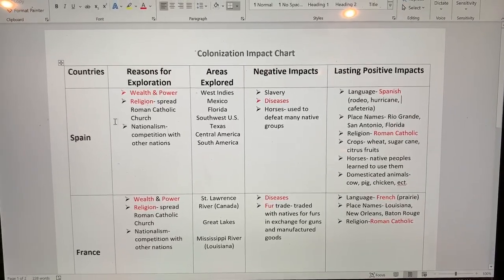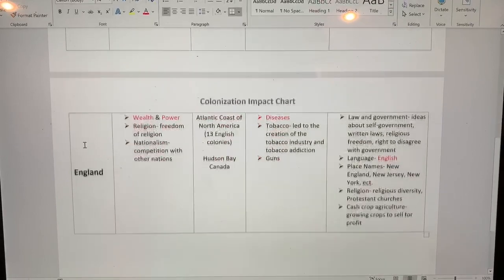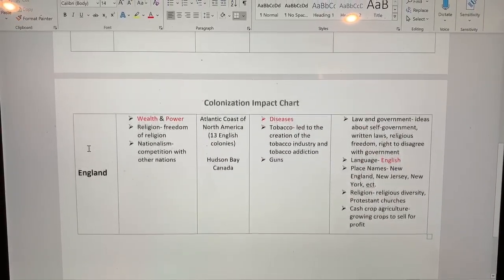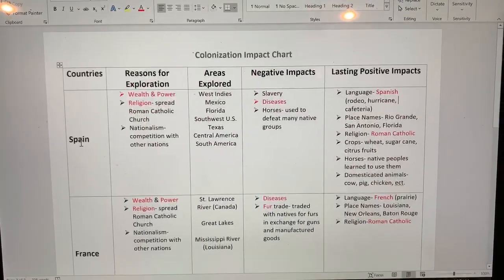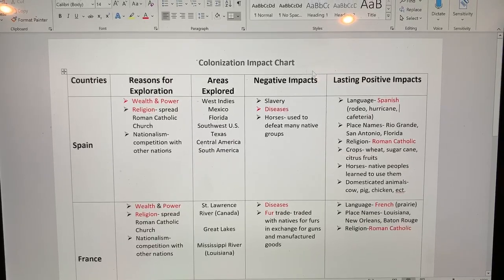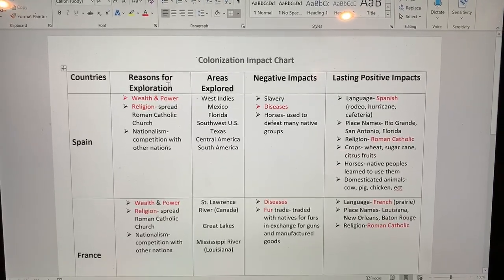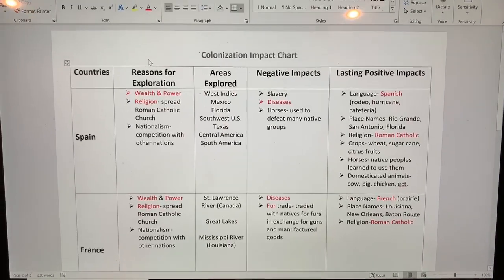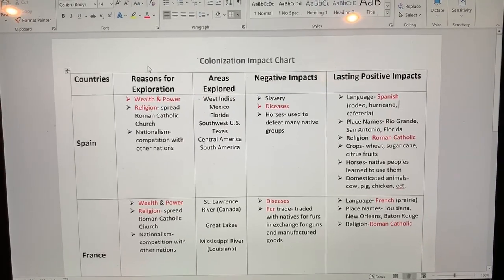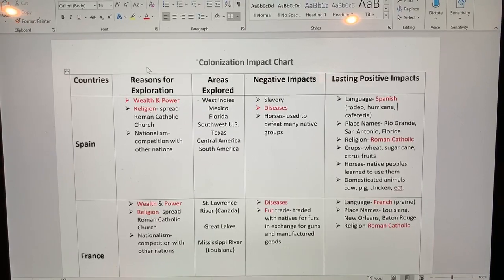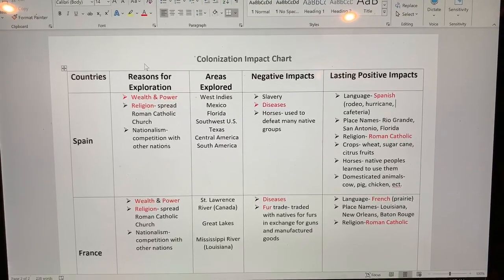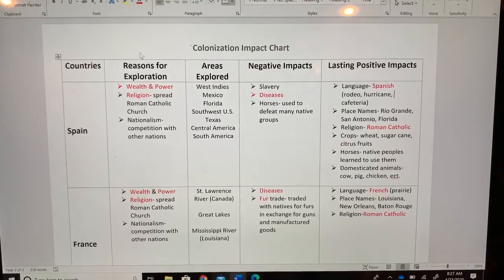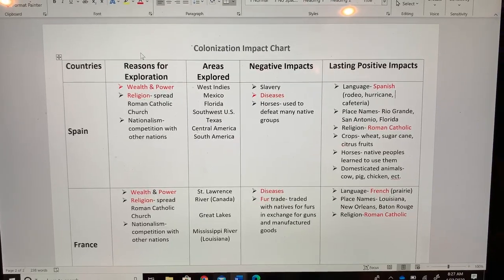You'll see that I have this broken up into the three countries that we talked about: Spain, France, and England. And then at the top, it's broken into four categories. First of all, we have reasons for exploration, which are the whys. Why did these countries come to North and South America to explore, to set up colonies? What were they here for? Why were they driven to do this?